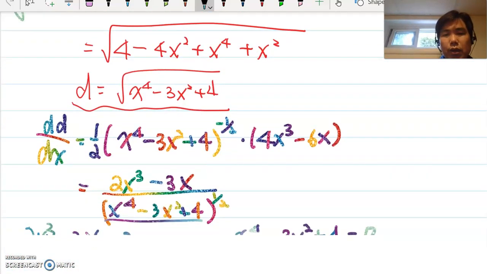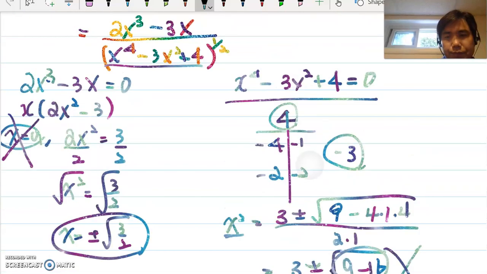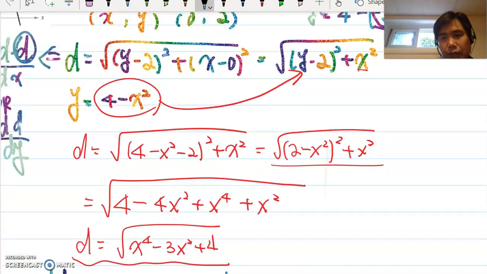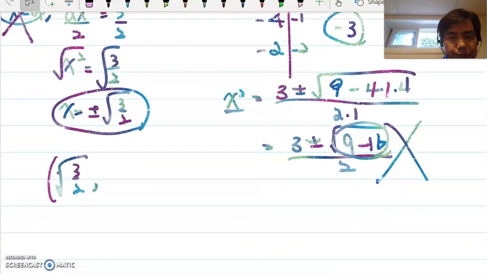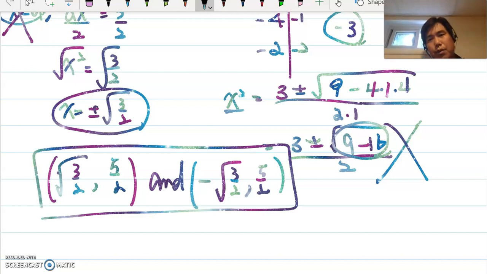Okay, therefore we conclude there are 2 points. So root 3 over 2 comma 5 over 2, and then negative root 3 over 2 comma 5 over 2. That will be the answer for this problem. Okay.